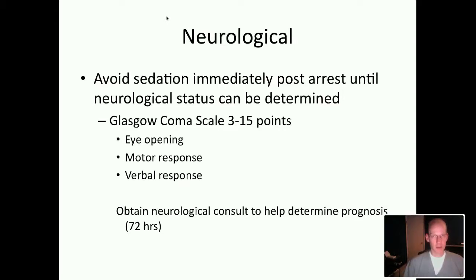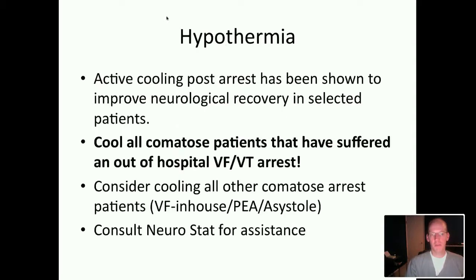And the Glasgow Coma Scale is still probably the best indication of a gross assessment of neurological status. A low Glasgow Coma Scale has a poor prognosis, but in the early stages, you can't make that assessment. So you likely will need to obtain neurological consultation to help determine the prognosis, and you're supposed to wait at least 72 hours to really determine what neurological injury has occurred before making those determinations about withdrawal of support, etc.